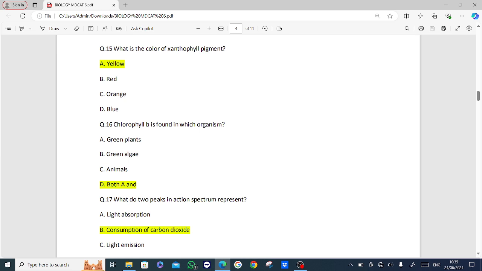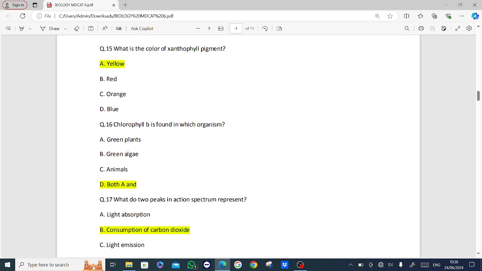Next MCQ is, chlorophyll B is found in which organism? Options are green plants, green algae, animals, both A and B. Answer is option D, both A and B.